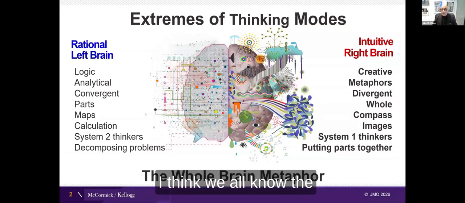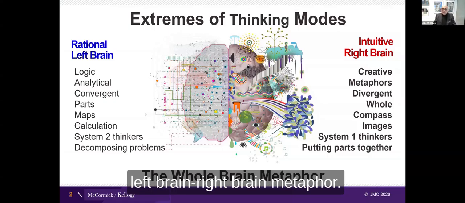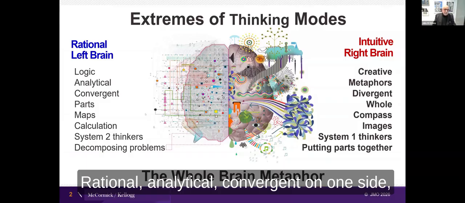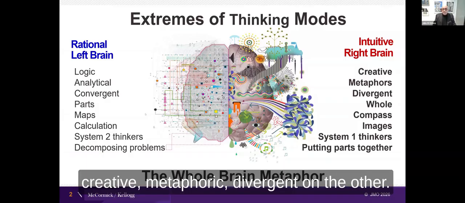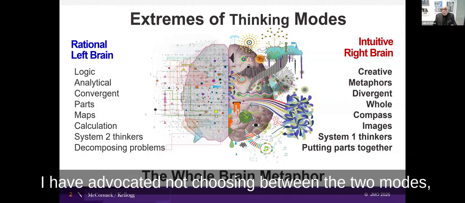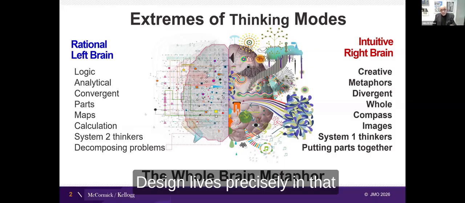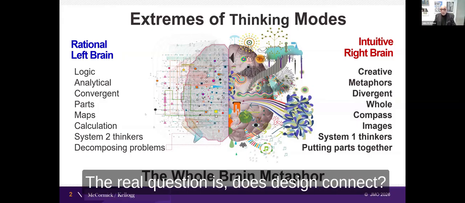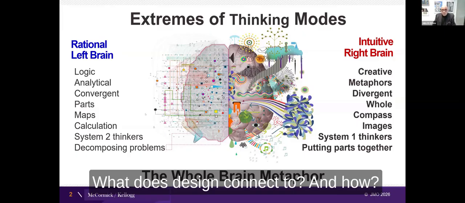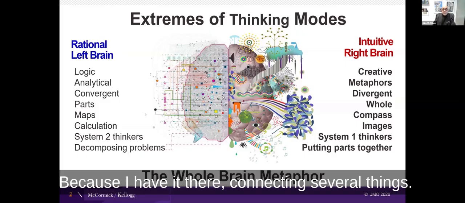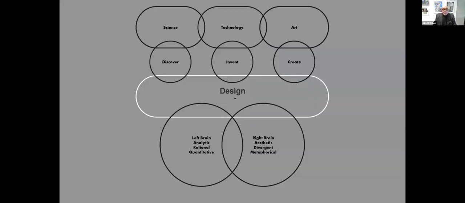I think we all know the left brain, right brain metaphor: rational, analytical, convergent on one side, creative, metaphoric, divergent on the other. I have advocated not choosing between the two modes, but learning how to move fluidly between them. Design lives precisely in that moment, in that intersection. The real question is, does design connect? What does design connect to and how? Because I have it there connecting several things.